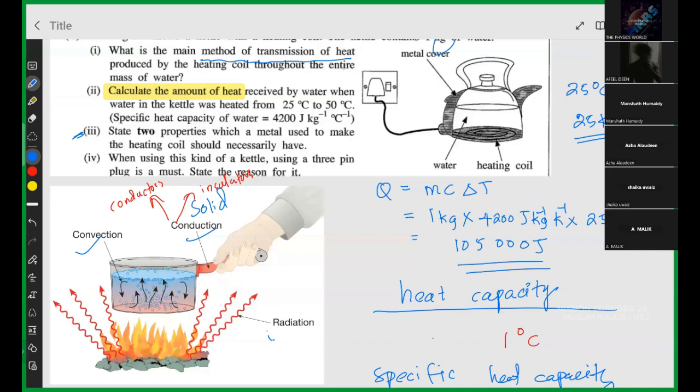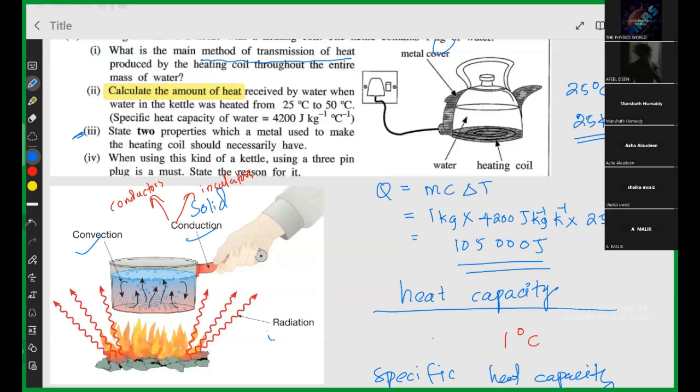So this heating coil, we are heating this heater to a very high temperature. So that also needs to have a very high melting point, because that metal should not melt easily. And second thing is, it should resist corrosion. It should not get rusted easily. It should not get corroded easily. So ability to resist corrosion. So these are two answers where you can think logically and answer.